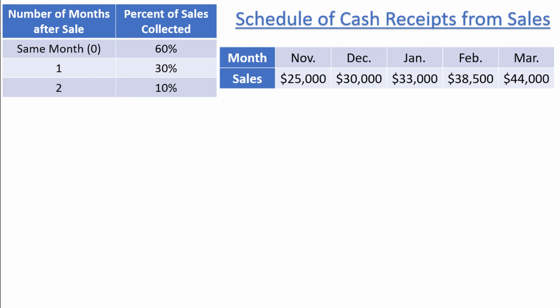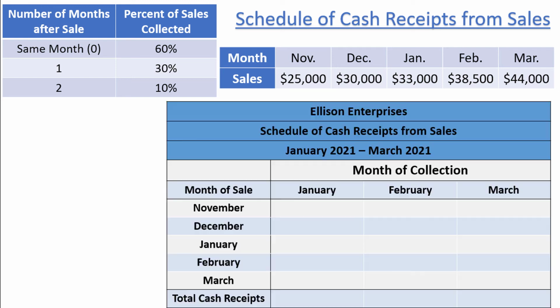company's records. The way we set up a schedule of cash receipts from sales is to have rows which represent the month of the sale and columns that represent the month of collection. Our goal is to find the total cash receipts in each of the 3 months that are part of our budget: January, February, and March. I like to work from top to bottom, 1 column at a time for this schedule. So we will start with the collections in January from November sales.